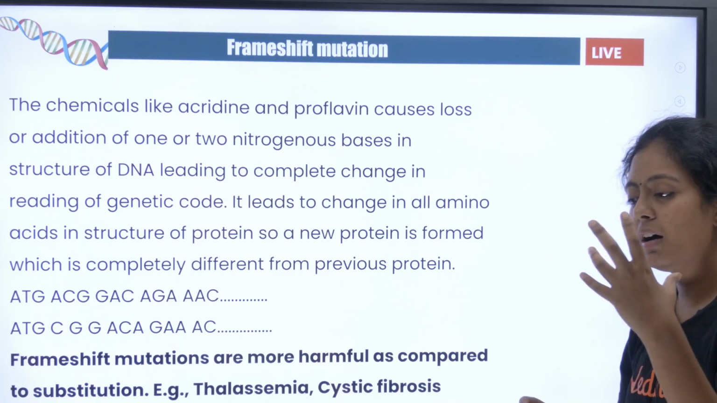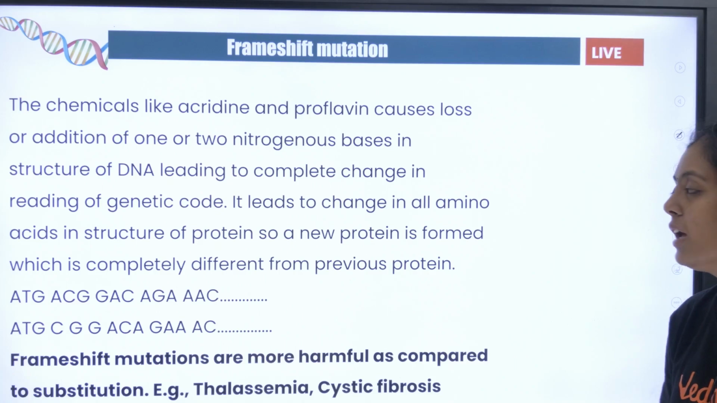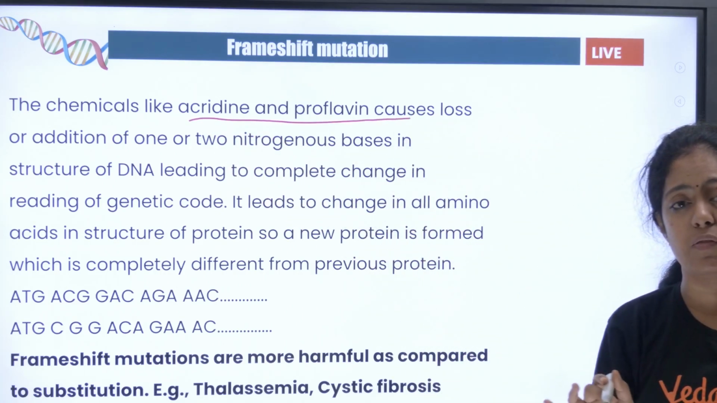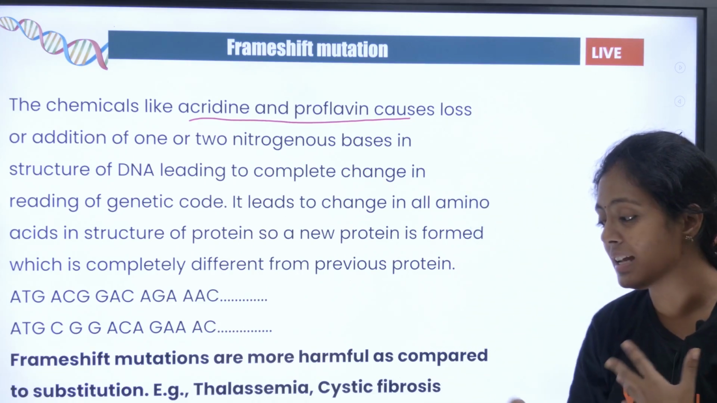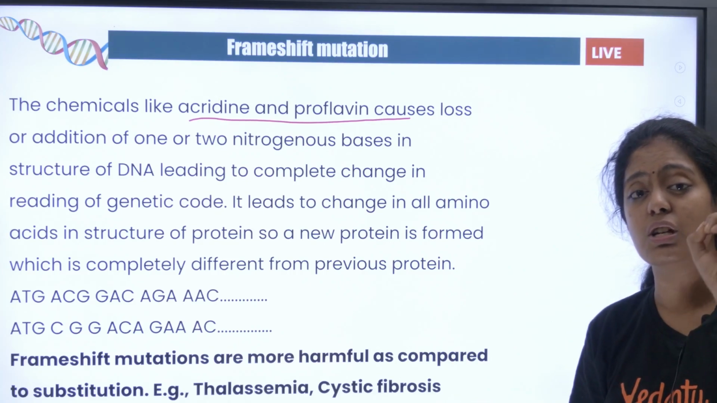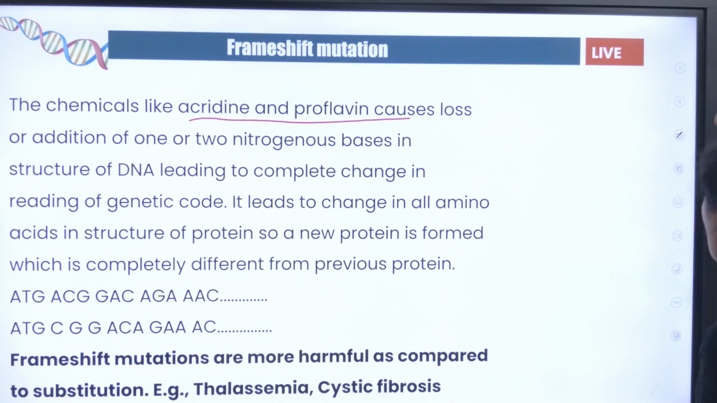Okay, these mutations are very harmful as compared to your substitution. Okay, so which are the chemicals which basically induce frame shift mutation? Acridine, proflavin. Okay, they all cause this induced mutation. Okay, they are going to result in the structural changes of my DNA. So how is that going to happen? I'll give you one best example.